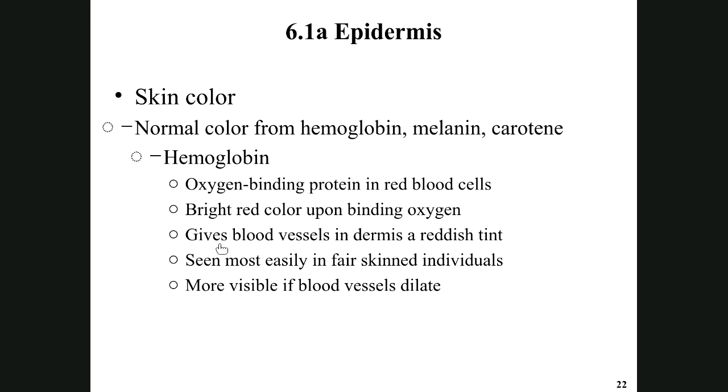And when we are chilling in cold temperature, we have vasoconstriction. The blood vessels become smaller, less red blood cells are in our blood vessels of the dermis, so the color of our skin becomes pale. So this hemoglobin can change the color of our skin due to vasoconstriction and vasodilation. And we can see it easily in fair-skinned individuals and more visible when our blood vessels go to dilation.